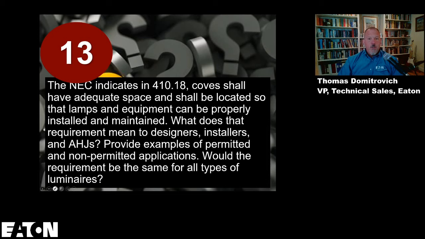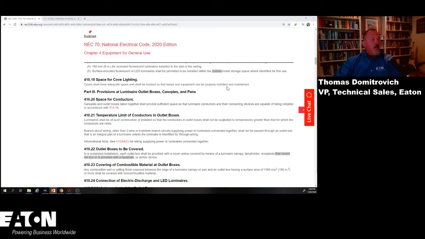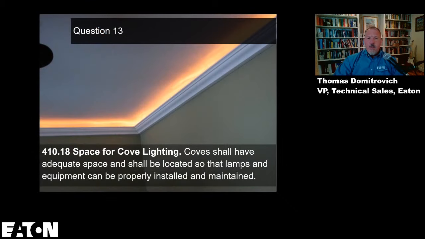And it says, would the requirements be the same for all types of luminaires? And yes, if I look at the language here, it says coves shall have adequate space and shall be located so that lamps and equipment can be properly installed and maintained. There's nothing in there that says anything about whether or not it's an incandescent, an LED, or whatnot. You just need to have that space to be able to work on it. So I don't have any better response other than that. And I don't know if anybody out there in tube land would have good notes on how you make that accessible.